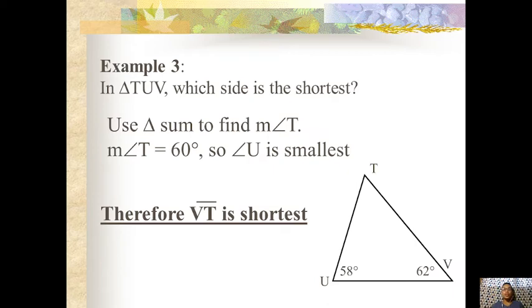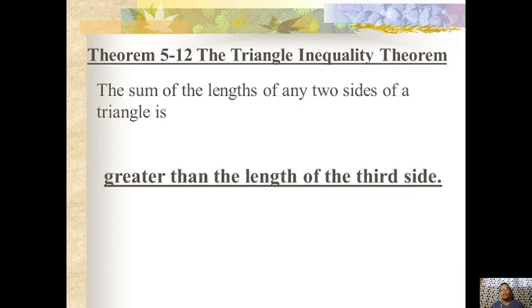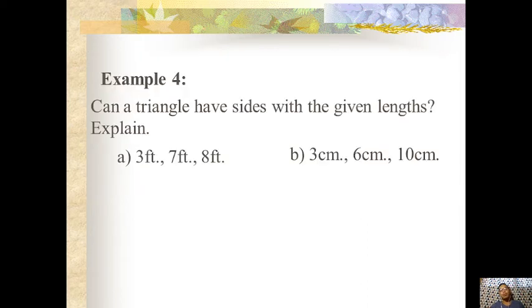So move on to the next theorem, Theorem 5-12, the Triangle Inequality Theorem. It states that the sum of the lengths of any two sides of a triangle is greater than the length of the third side. Therefore, in Example 4, can a triangle have sides with the given lengths? Explain. A is 3 feet, 7 feet, and 8 feet. And B is 3 centimeters, 6 centimeters, and 10 centimeters.